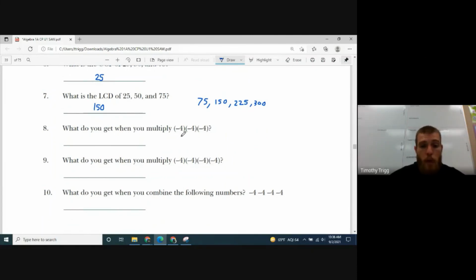Now, when you multiply negatives, again, a negative times a negative makes a positive, right? So -4 times -4 is positive 16. So then we do positive 16 times -4. This is a positive times a negative. So that's going to give us a negative 64.